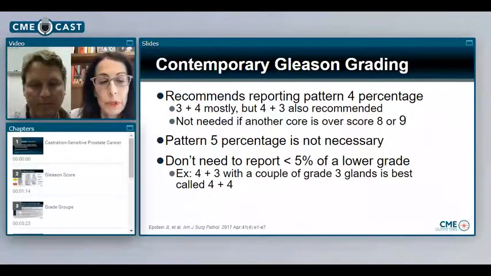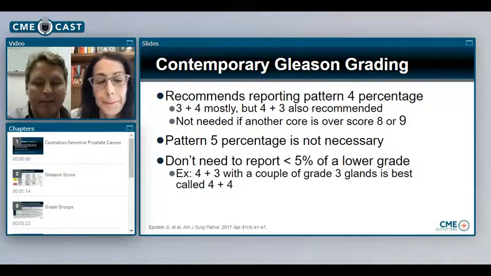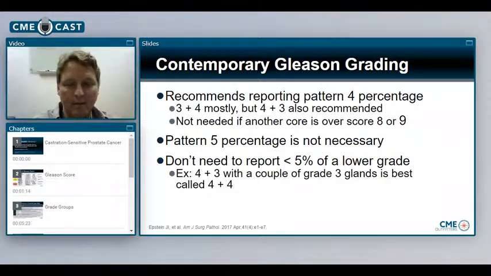So you want to just summarize here what you've just told us with contemporary Gleason grading? Yeah, correct. So now it's essentially a requisite that we put a pattern 4 percentage in the report. And this mostly goes for patterns 3+4, but it's also highly recommended for 4+3. And that's because when you have increasing numbers of pattern 4, it's no longer low volume 4.